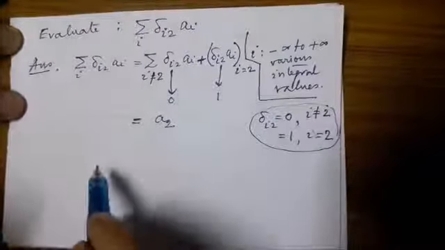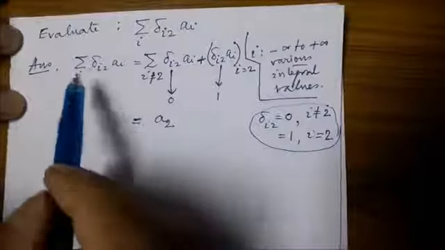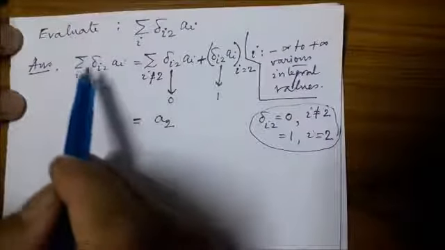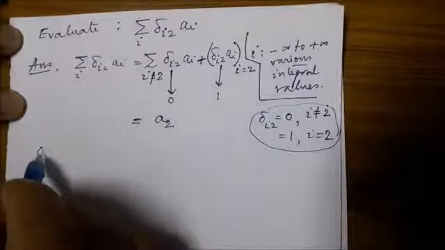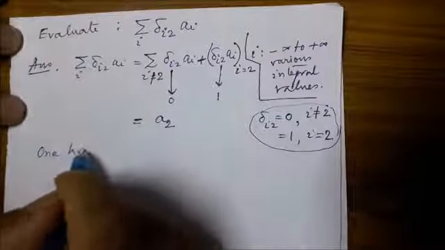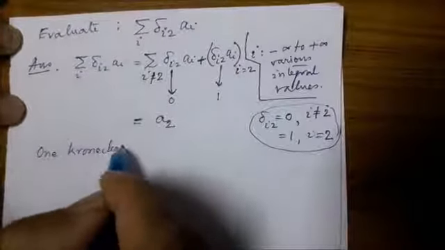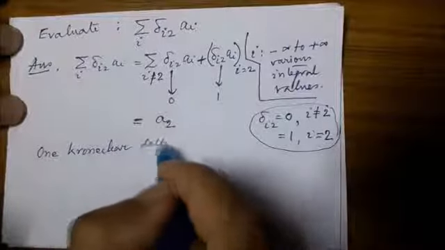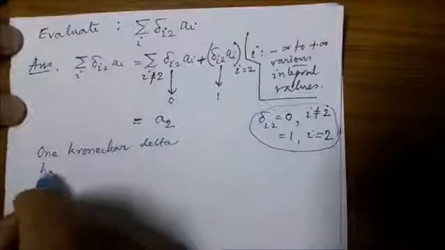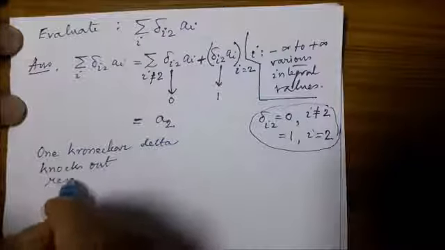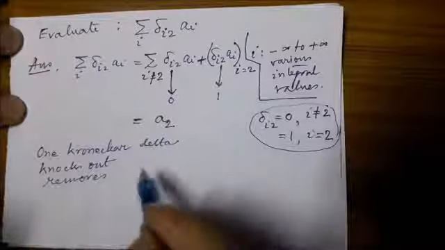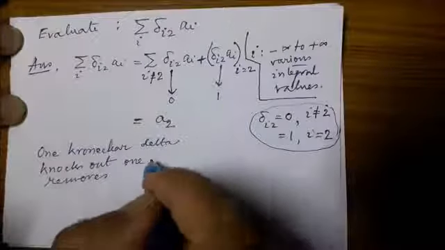Now here we find that on the left hand side there was a summation, but presence of Kronecker delta has removed the summation. So the formula, or property, is: one Kronecker delta knocks out or removes one summation.